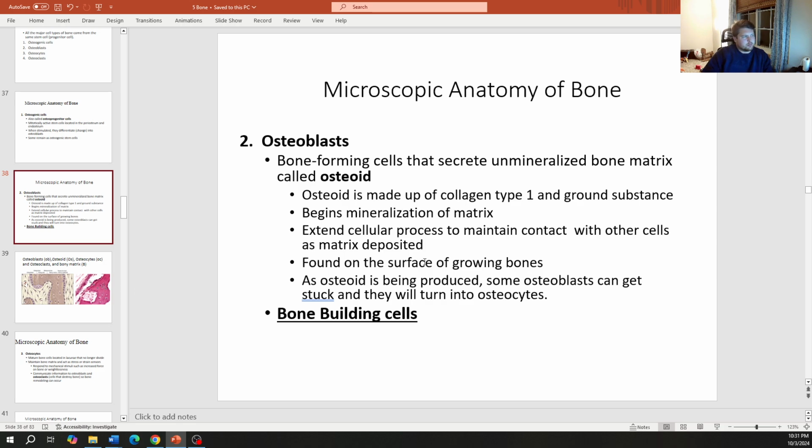As well, as the osteoblasts are producing the osteoid, some of the osteoblasts get quote-unquote left behind to stay within the bone matrix, so that when the bone matrix gets ossified, the osteoblasts are then converted into osteocytes.